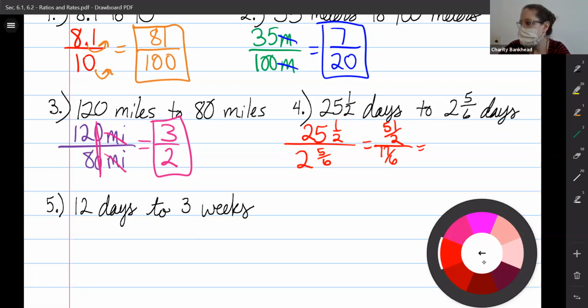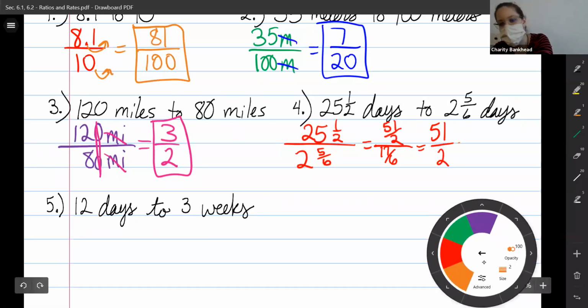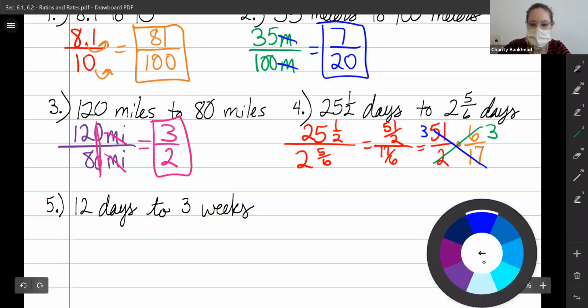So I'm dividing by a fraction, so I'm going to flip it and multiply. So it's going to be 51 over 2 multiplied by 6 over 17. And then let me see how I can reduce it. So I know that 2 goes into 6 3 times. And 17 goes into 51 3 times as well. So then it's just 3 times 3, which equals 9.